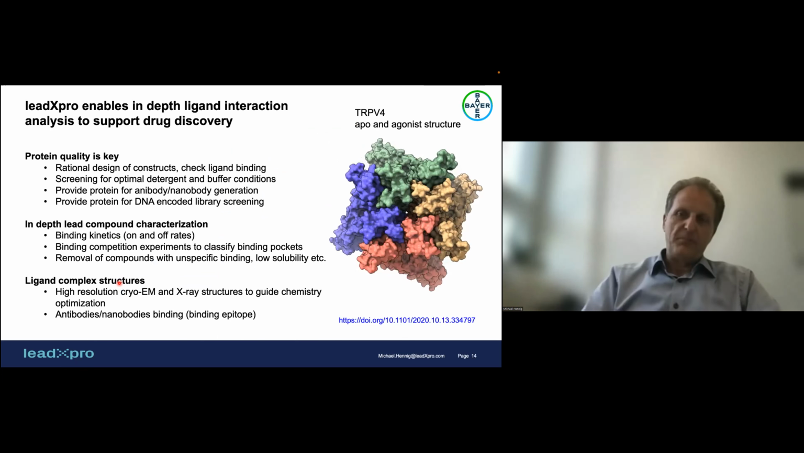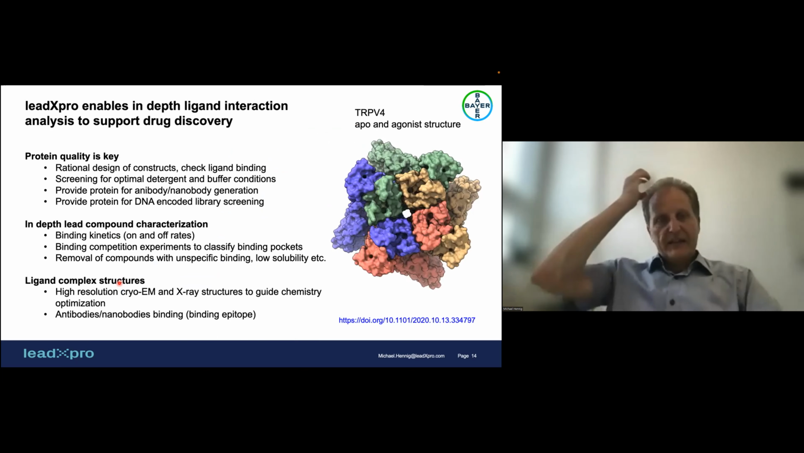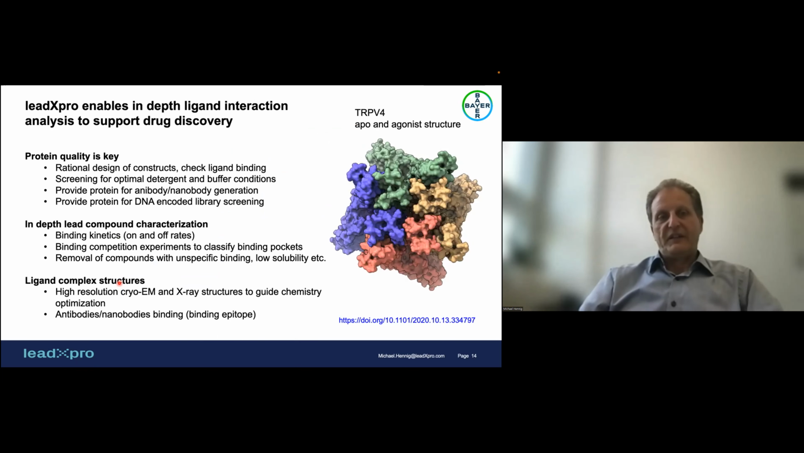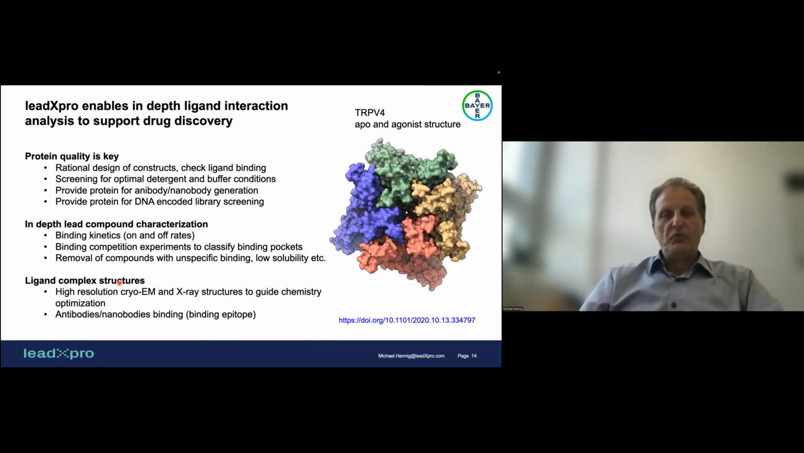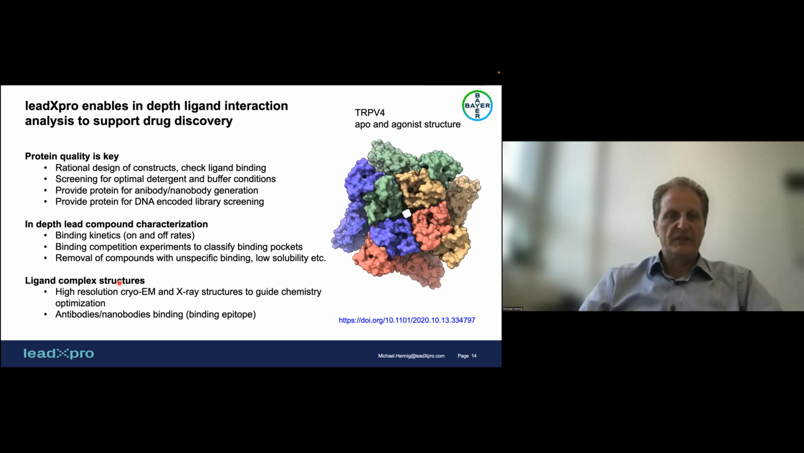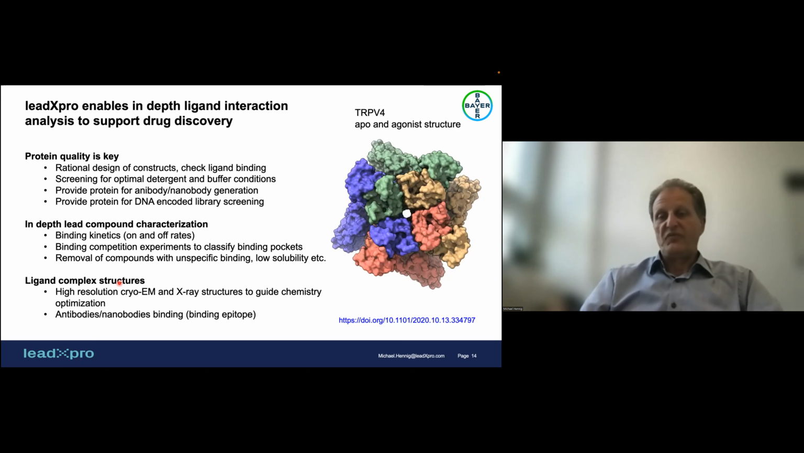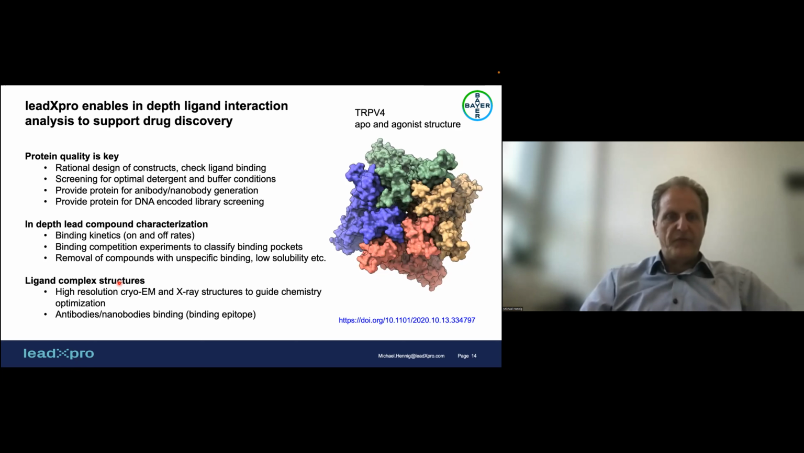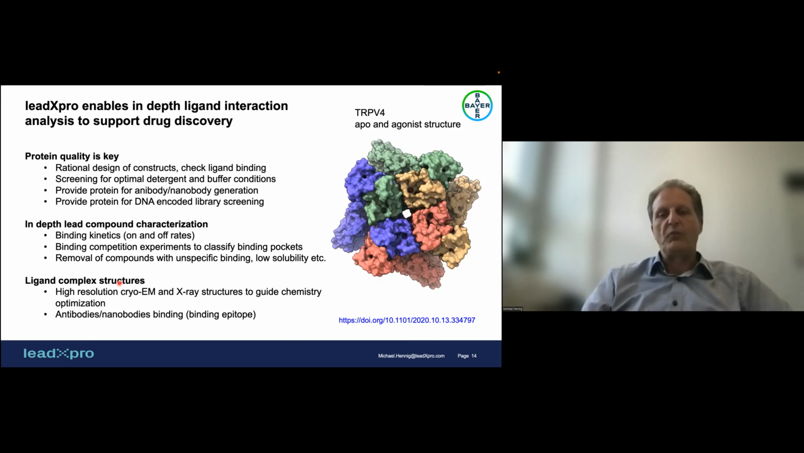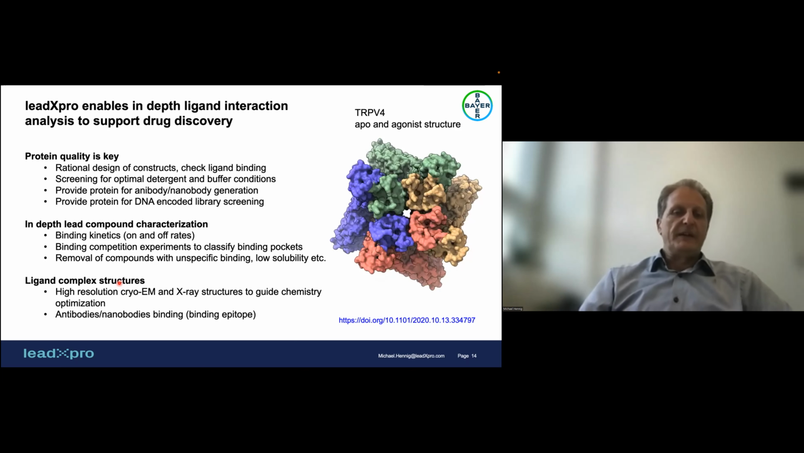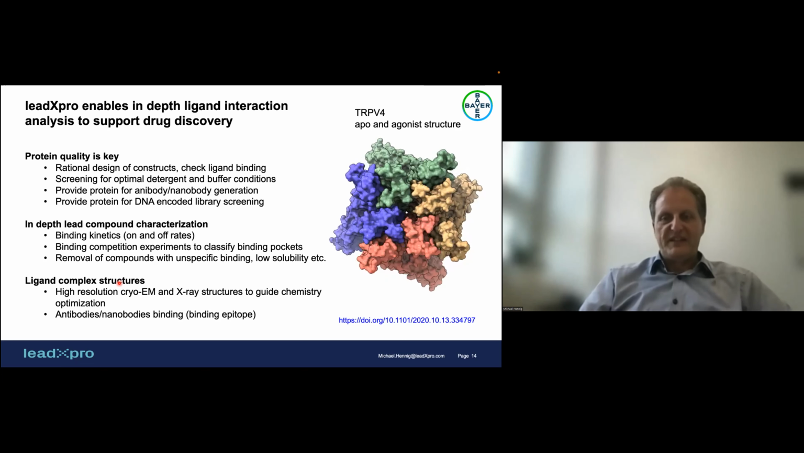Okay, I hope I could show you a glimpse of how membrane protein structure determination has improved recently. I showed you that the quality of the protein is key to being successful. So we do rational design of constructs, introduce mutants and so on. We screen for optimal conditions for detergents and buffer, and then provide the protein for antibody and nanobody generation. We can also use DNA encoded library screening. Then we apply biophysical methods for binding kinetics, as well as to prioritize for structure research. Then we can solve structures by cryo-EM or X-ray crystallography, and here nanobodies and such binding proteins in general are also very helpful.